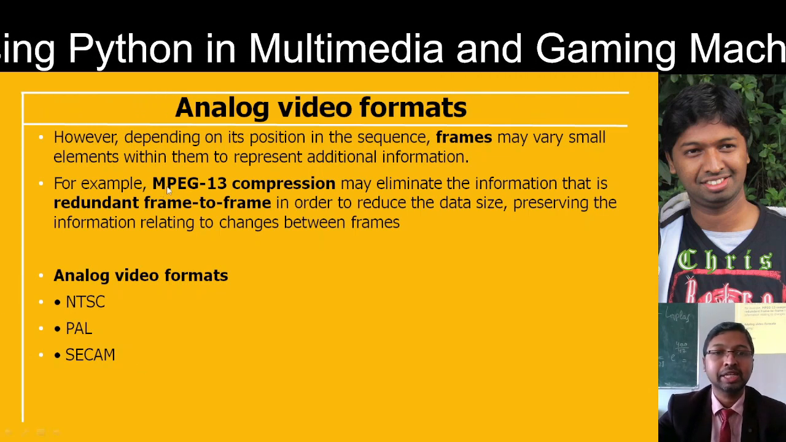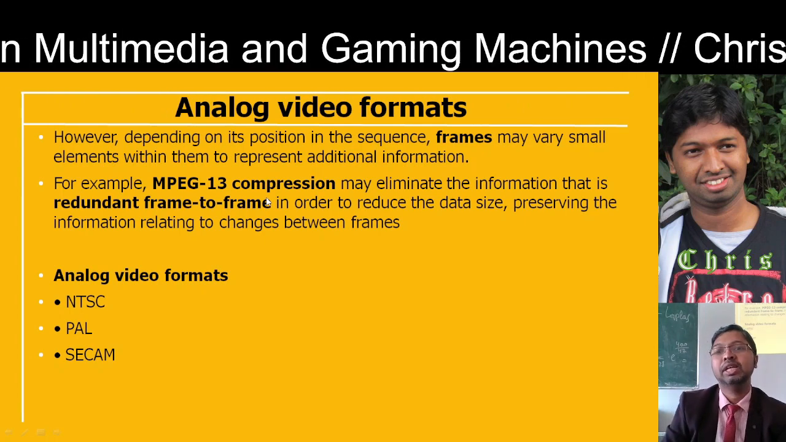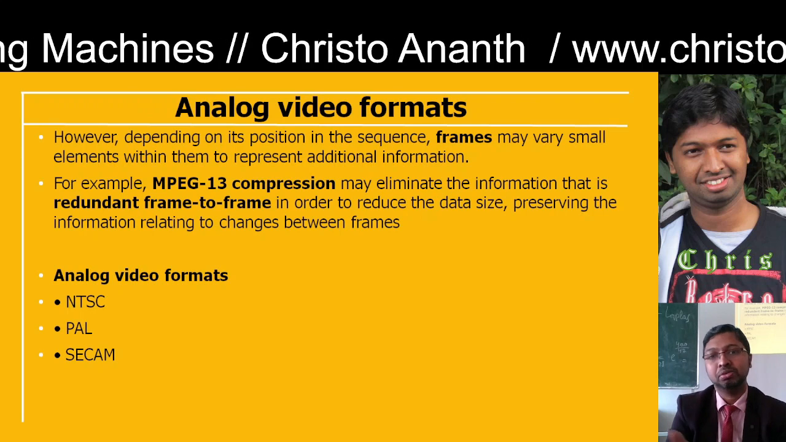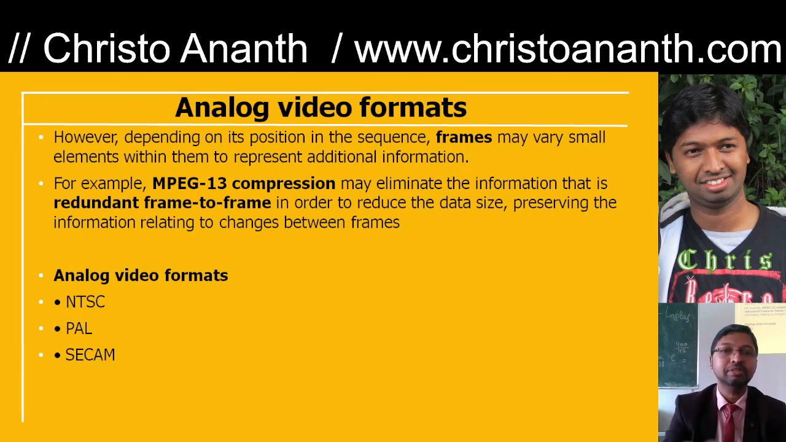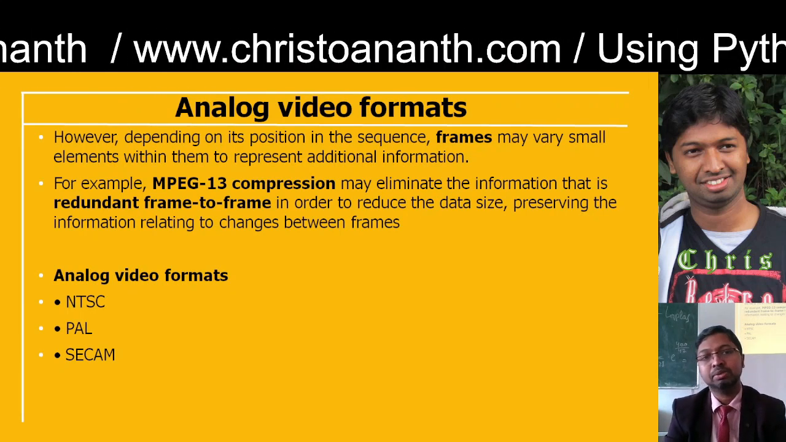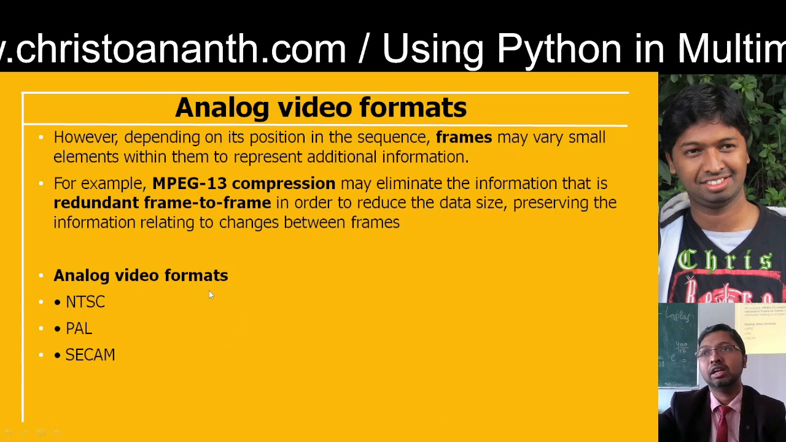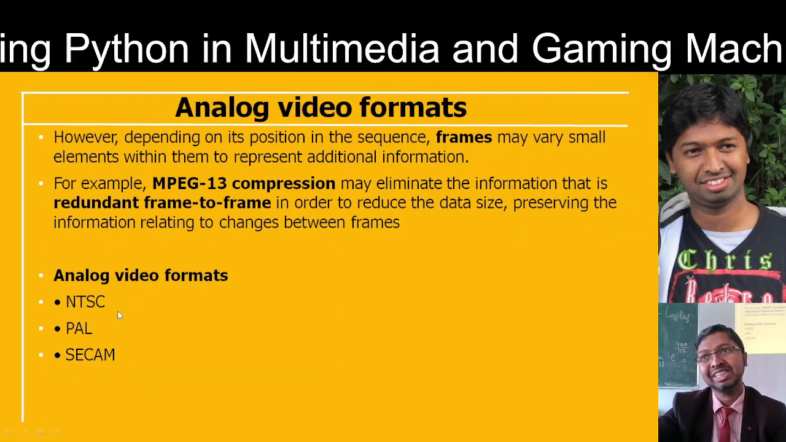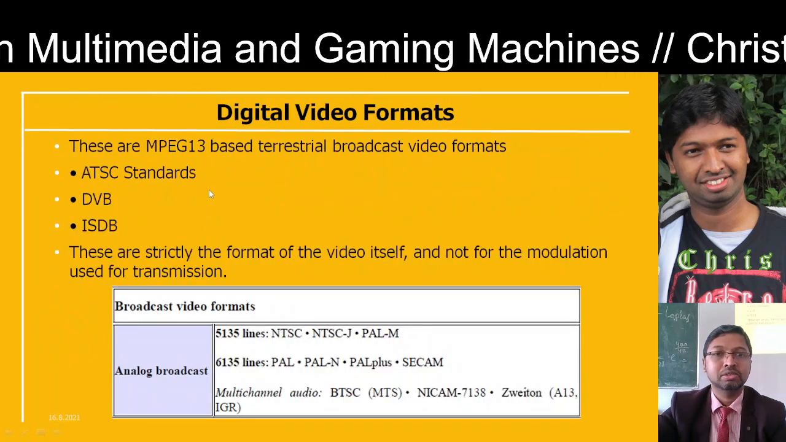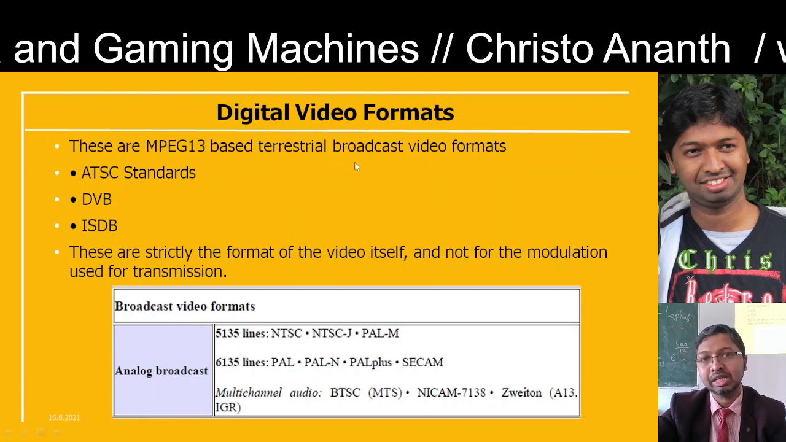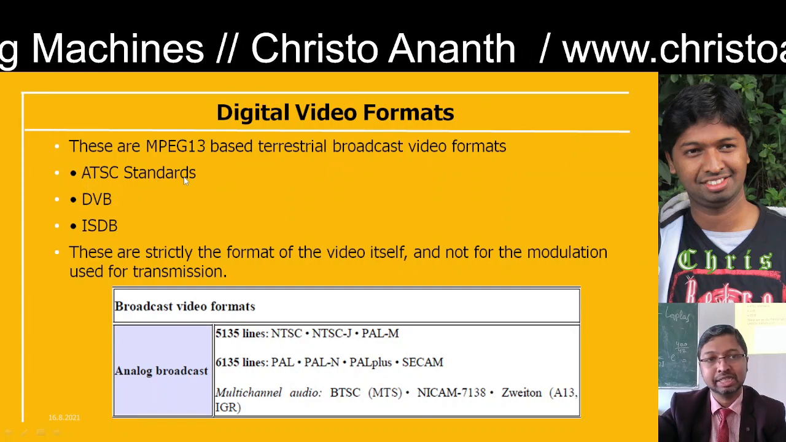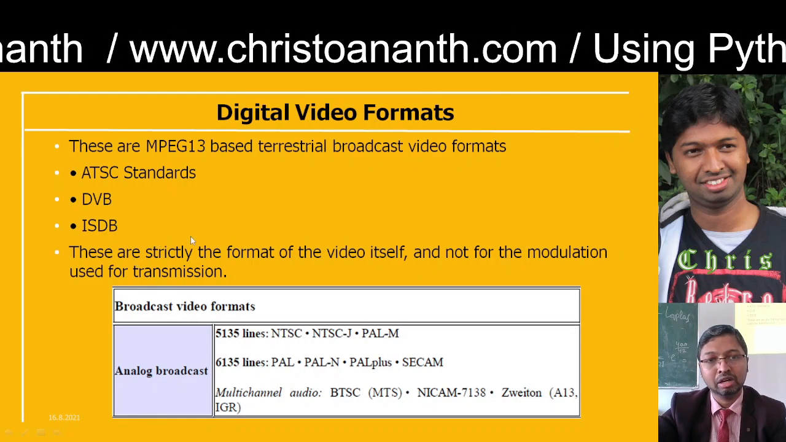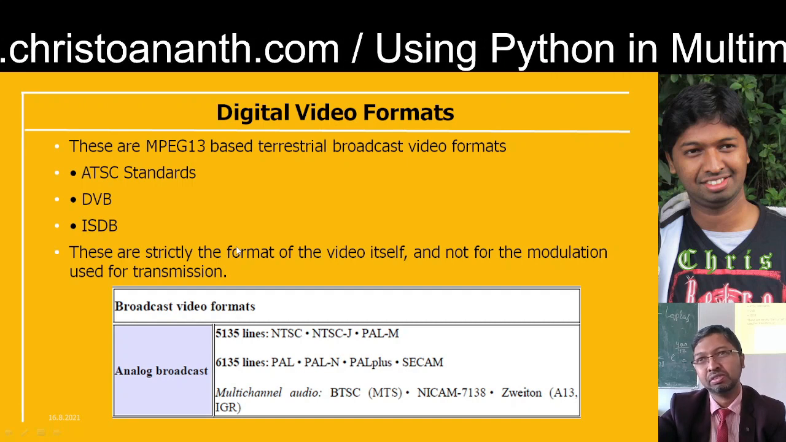Here you have MPEG compression that eliminates the information that's actually redundant from frame to frame, in order to reduce the data sets, and it preserves the information related to the changes between the frames. These are the different analog video formats: NTSC, PAL, SECAM. NTSC is widely used. There are also MPEG based terrestrial broadcast video formats, such as the ATSC standard, DVB, and ISDB. This is how you can use it for the video itself and not for the modulation.